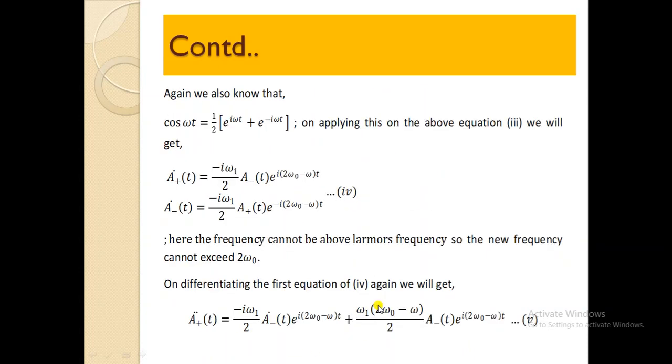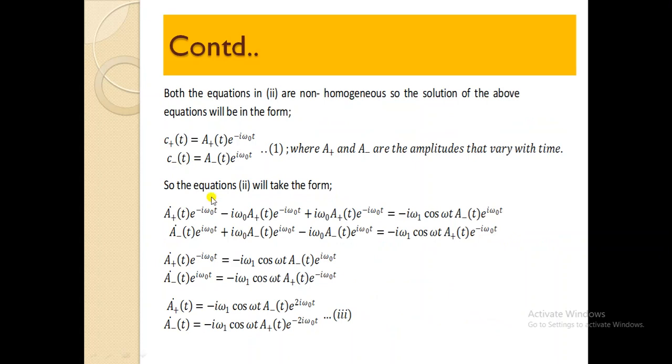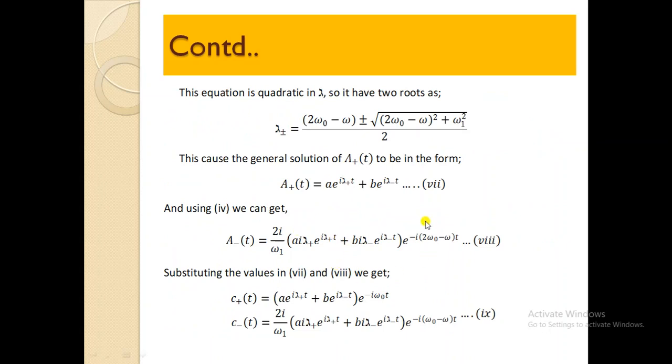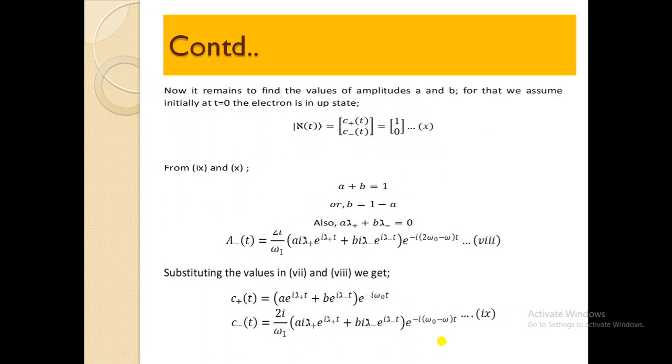Here you can see in equation 1 we have found c minus t equal to a minus t e to the power i omega naught t. A minus t I have found here, put from here, and the other put in equation 1. So we can find the value of c plus t and c minus t also, but still we have to find the values of a and b, what these values are. For that we have to assume some condition.